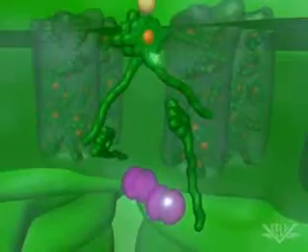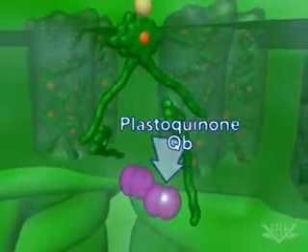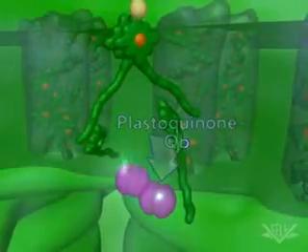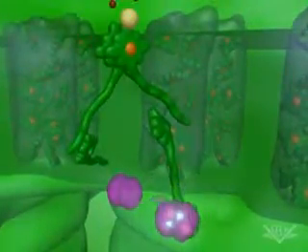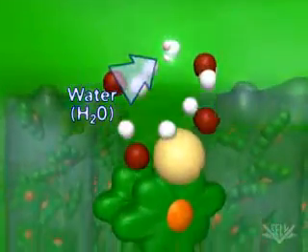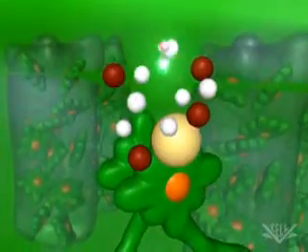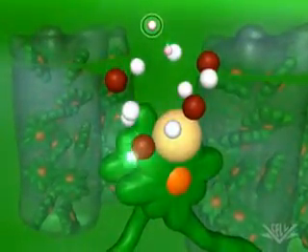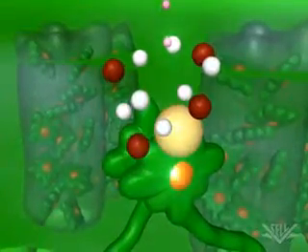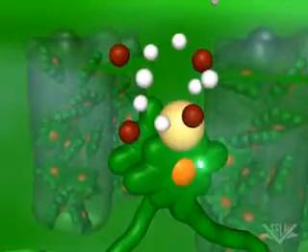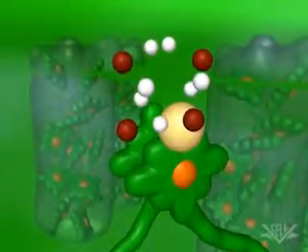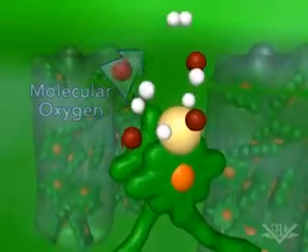Once excited, 2 electrons are transferred to plastoquinone QB, the first mobile carrier. In addition to the 2 electrons, QB also picks up 2 protons from the stroma. The 2 electrons lost from photosystem 2 are replaced by the splitting of water molecules. Water splitting also releases hydrogen ions into the lumen. This contributes to a hydrogen ion gradient similar to the one created by mitochondrial electron transport. After 2 water molecules have been split, 1 molecule of molecular oxygen is created.